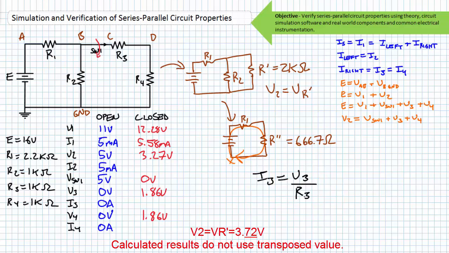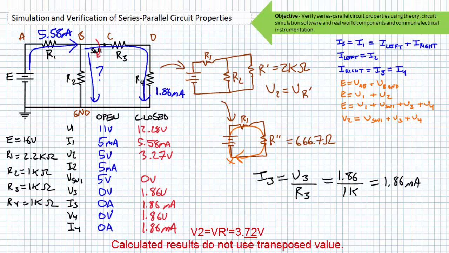We can now use Ohm's law to solve for I3, where I3 equals V3 divided by R3. Substituting in the necessary values, we find I3 to be 1.86 milliamperes. Given R3 is in series with R4, it can also be said that I4 is also equal to 1.86 milliamperes.